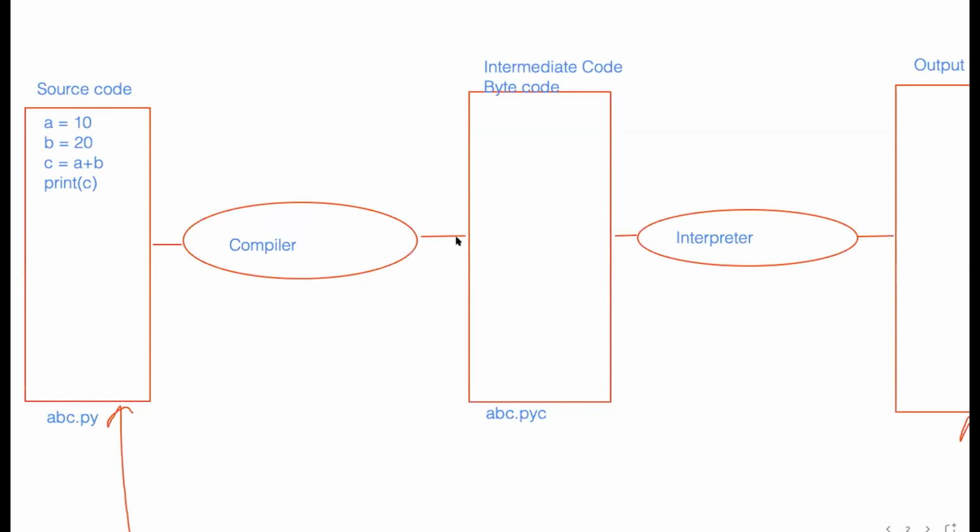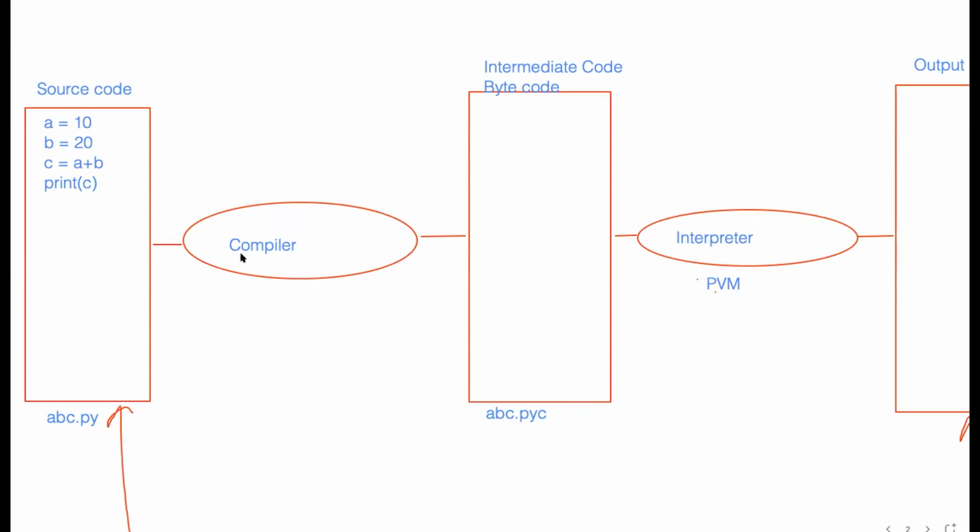Clear, everyone? Any question? We'll discuss why we need this and what the interpreter is doing here. Actually, there is a concept of PVM, the Python virtual machine. Because of this PVM, which has the interpreter, your Python becomes platform independent. Your C is not platform independent.